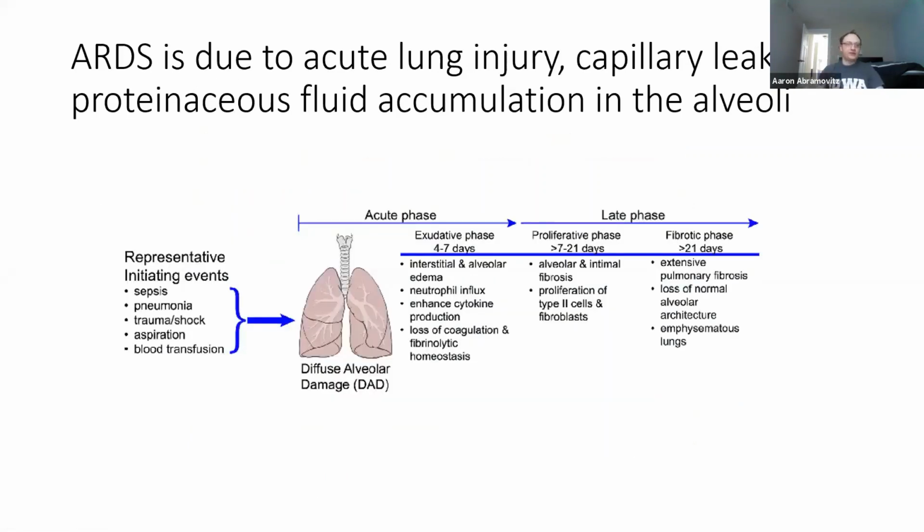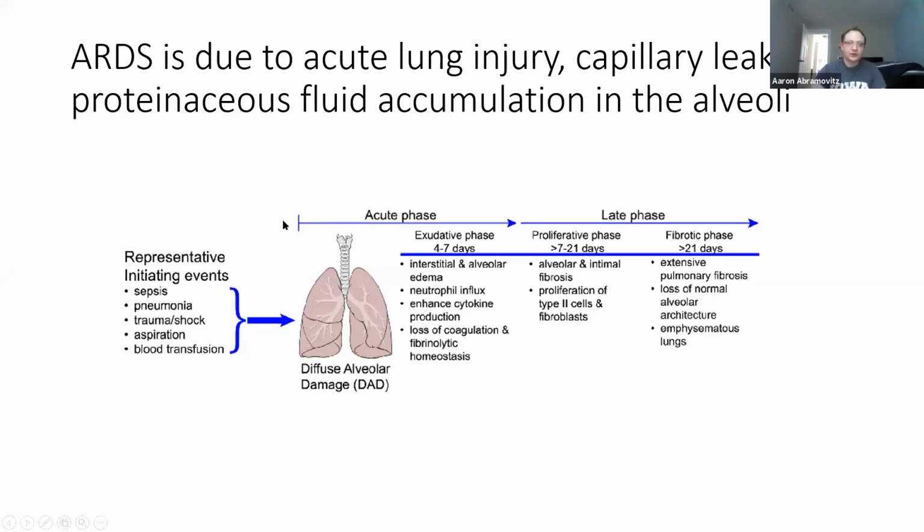So it's due to acute lung injury, capillary leak, and proteinaceous fluid accumulation in the alveolar spaces. And often these are triggered by sepsis and trauma, which are the two most common. Pneumonia, aspiration, and then occasionally blood transfusion. But really, we see a lot of it with viral infection lately, COVID-19.